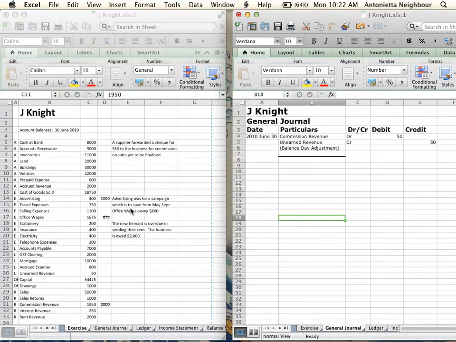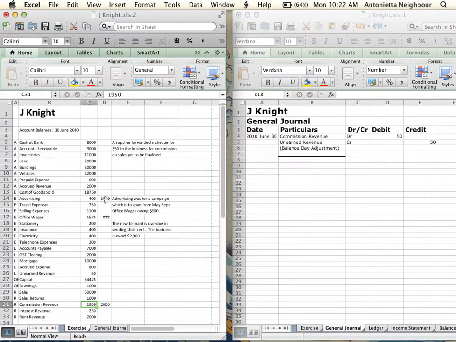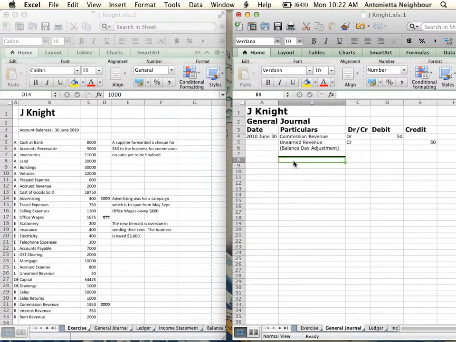Okay, the next one is advertising. Advertising was for a campaign that spanned 5 months. So what did we end up doing to the advertising account? Have a look at the row to remind you. We decreased advertising. How do you decrease an expense account? You credit. Remember, you need to be able to know that really quickly. Credit advertising. What was debited? Well done. Prepaid expense, because we paid for it ahead of time, and the prepaid amount was $600, and advertising needed to decrease by $600.